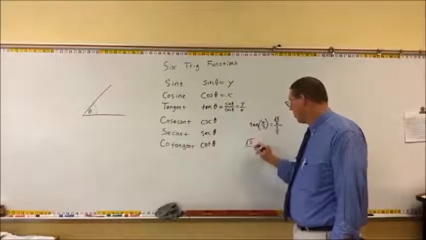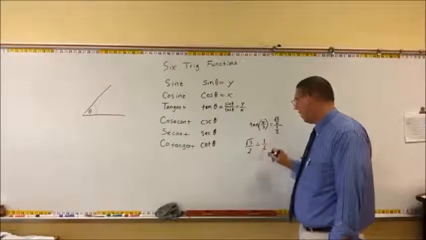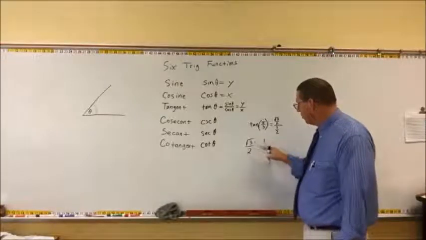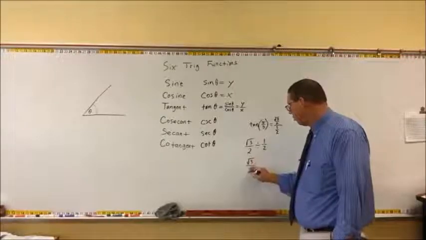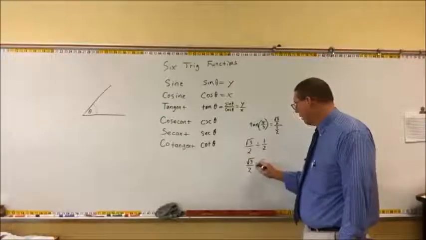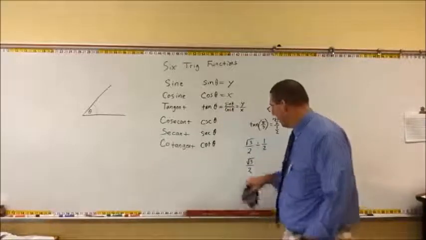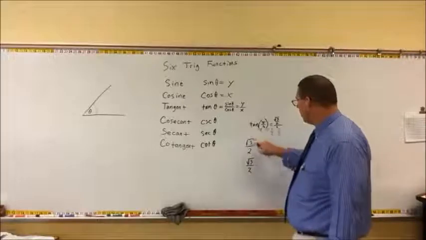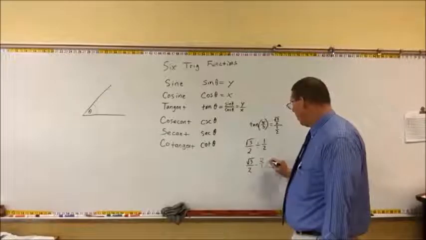You can write it as square root of 3 over 2 divided by 1/2. Now, when you divide fractions, you've got the square root of 3 over 2, and then you change this to multiplication. Well, let's use the dot instead of the x. I don't want to confuse anybody. So square root of 3 over 2 times, keep, change, flip. So this is going to flip over to 2 over 1.